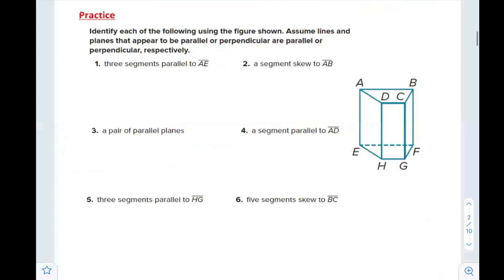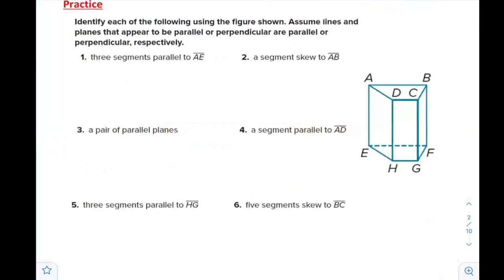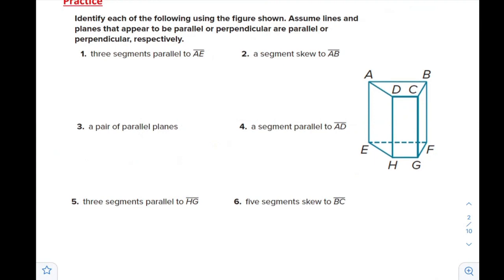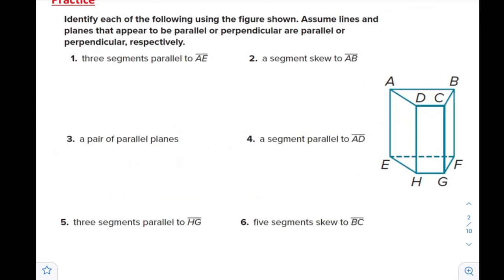Let's take an exercise here. Identify each of the following using the figure shown. Assume lines and planes that appear to be parallel or perpendicular are parallel or perpendicular respectively. Three segments parallel to AE. What are the segments parallel to AE? Let's first identify AE. Where is AE? AE is this one.